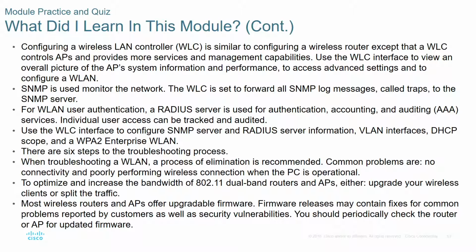There are 6 steps to the troubleshooting process. When troubleshooting a WLAN, a process of elimination is recommended. Common problems are no connectivity and poorly performing wireless connection when the PC is operational. To optimize and increase the bandwidth of 802.11 dual band routers and access points, either upgrade your wireless clients or split the traffic. Most wireless routers and access points offer upgradable firmware. Firmware releases may contain fixes for common problems reported by customers, as well as security vulnerabilities. You should periodically check the router or access point for updated firmware.